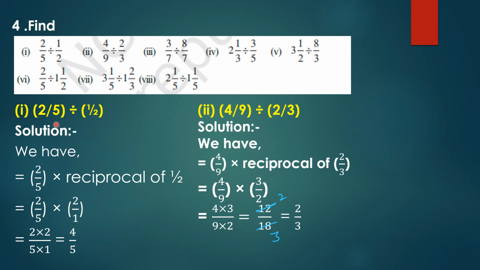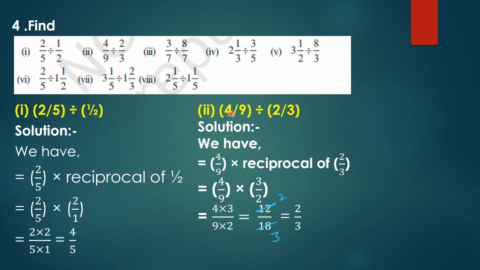First one, 2 by 5 divided by 1 by 2. When we are converting the division into multiplication, we have to take the reciprocal of the second fraction. So 2 by 5 into the reciprocal of 1 by 2, which is 2 by 1. Therefore 2 by 5 into 2 by 1 equals 2 into 2 divided by 5 into 1, equals 4 by 5. Here we are using the multiplication of two fractions.